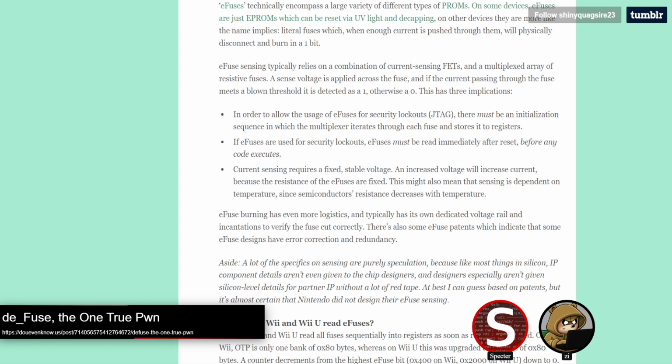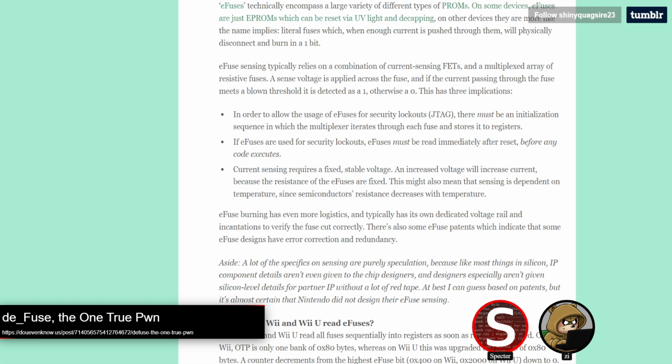Which is how you have that one-time programmable aspect. You're not going to be able to repair the fuse once it's been blown. And typically you'll have banks of these fuses. The Wii U specifically has 8 banks of 128 bytes, so it has 1024 fuses on die. And these are sensed on boot and they're read into registers for things like verifying the boot process.